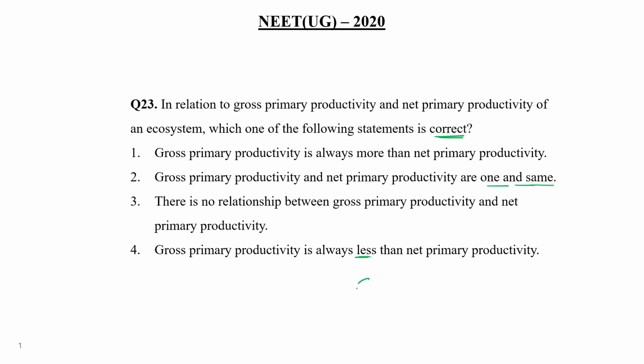No. What is the formula? Gross primary productivity minus R is equal to net primary productivity. If we remove the metabolic needs or respiratory loss from the gross primary productivity, then only we can obtain the NPP. So what is the correct statement? Choice number 1 would be the correct statement. Clear? Choice number 1. Now next question.